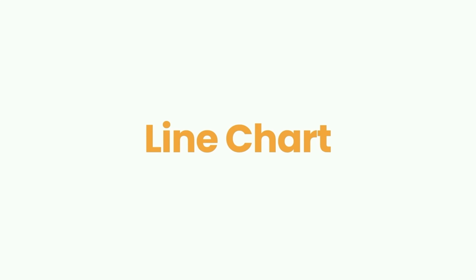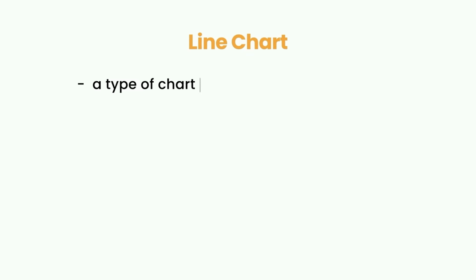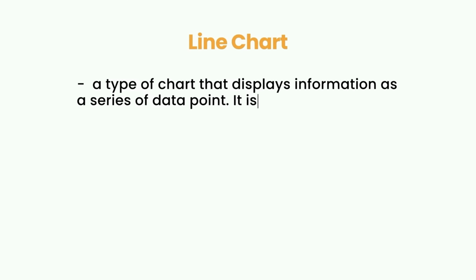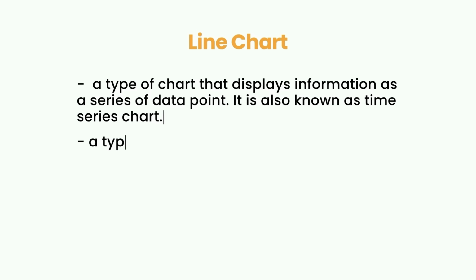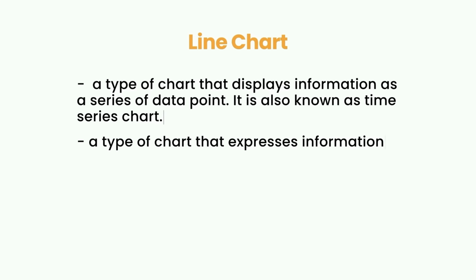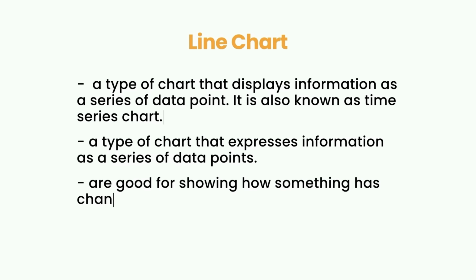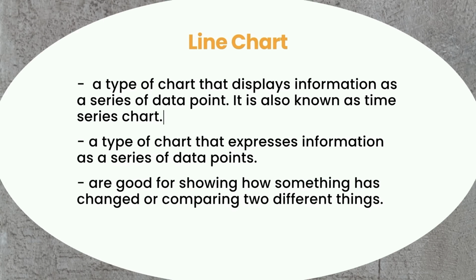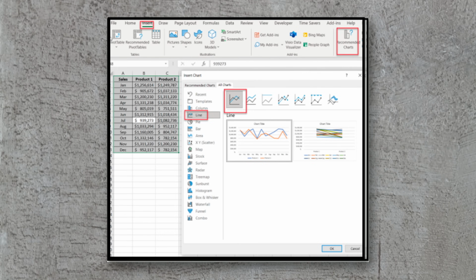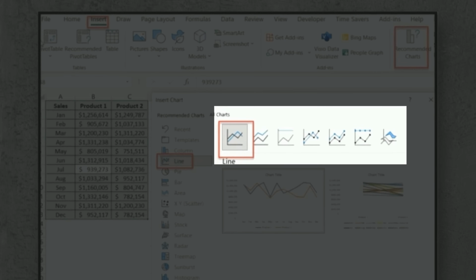Now let's try to understand what is line chart. Line chart is a type of chart that displays information as a series of data points. It is also known as time series chart. Line charts are good for showing how something has changed or comparing two different things. There are different types of line charts such as line, stacked, 100% stacked, line with markers, stacked line with markers, and 100% stacked line with markers chart.